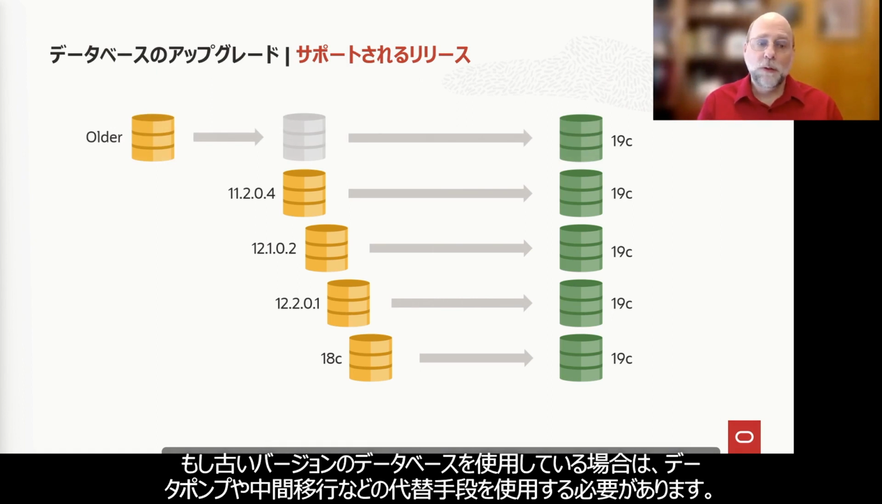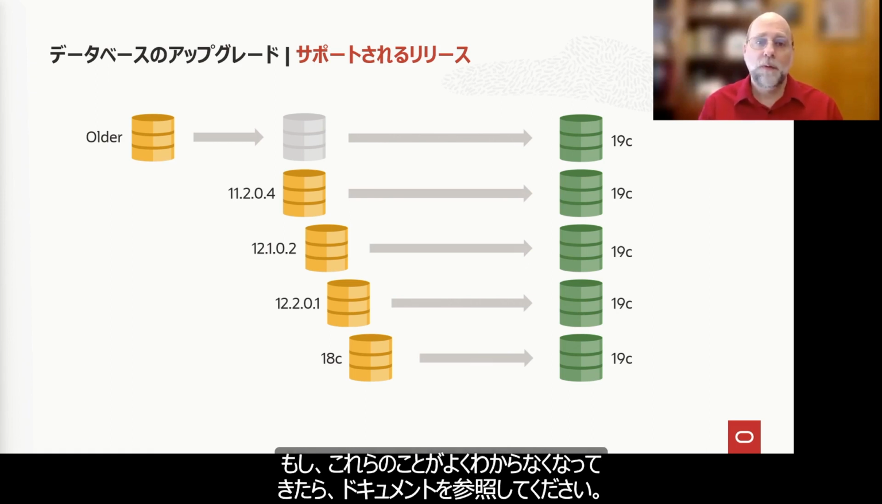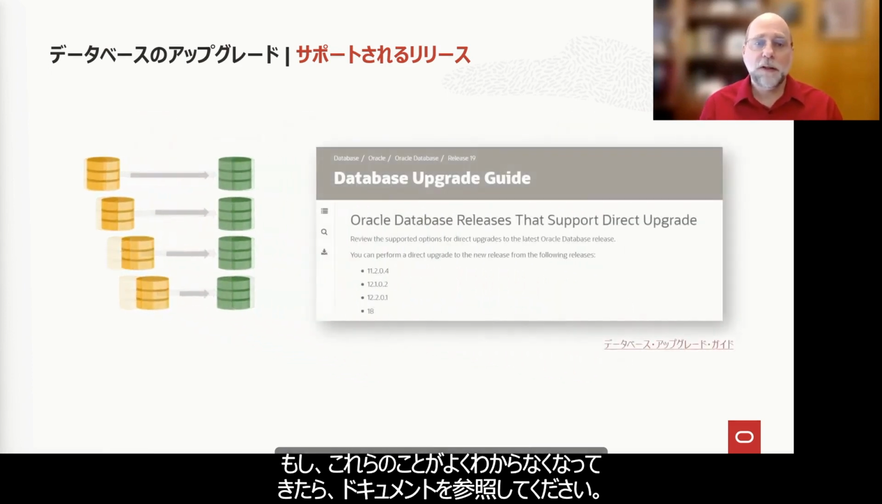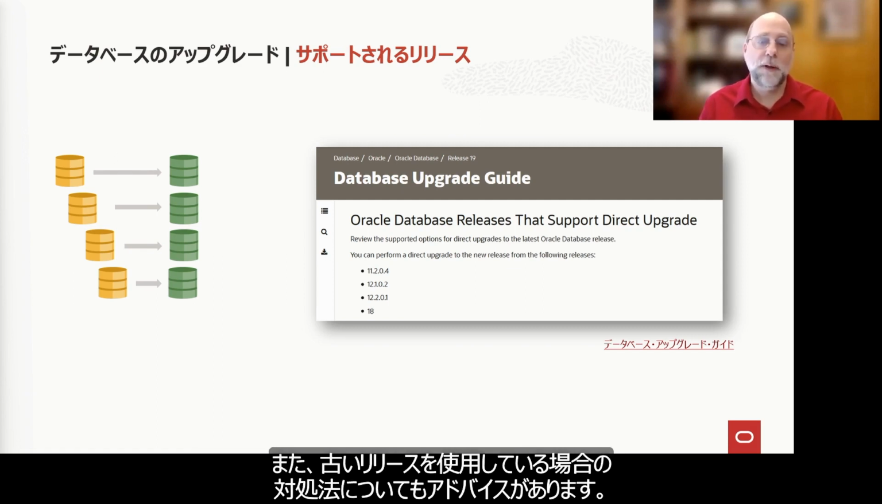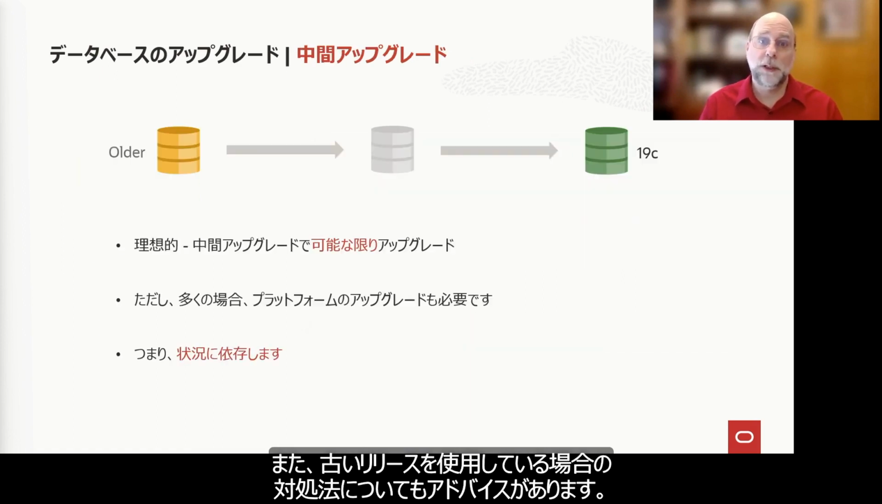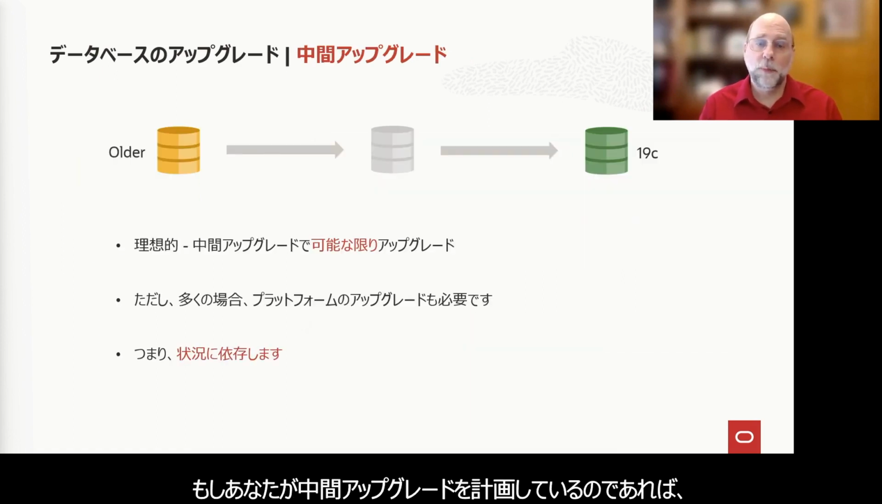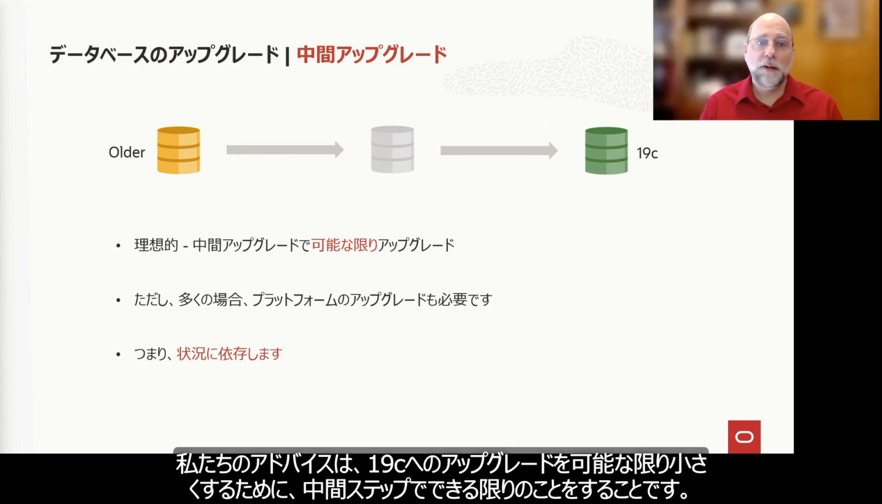If you're running on an older version of the database, then you're going to find yourself needing to do something like using an alternative method like Data Pump or an intermediate migration. If all of this is getting confusing to you, please just consult the documentation. It's right there in the upgrade guide, the releases that are supported for direct upgrade to 19c, and also advice about what to do if you're on an older release. Now, if you're planning an intermediate upgrade, our advice is to go as far as you possibly can on that intermediate step to make the upgrade to 19c the smallest increment possible.